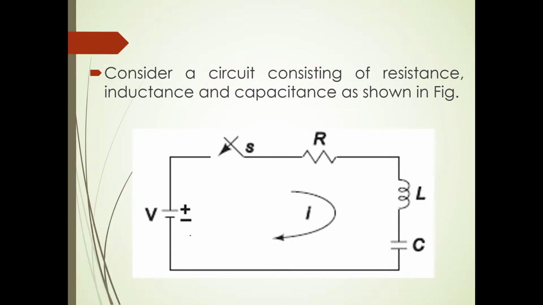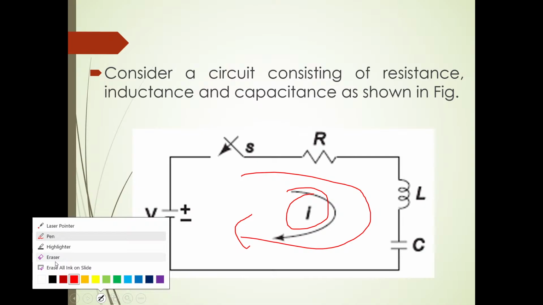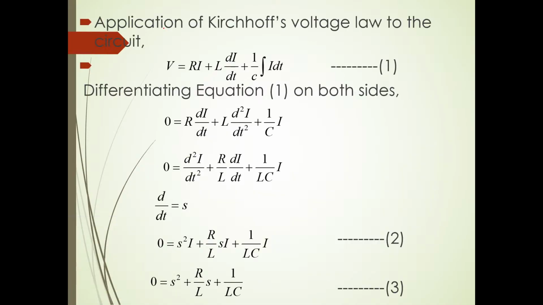Now if we apply Kirchhoff's voltage law, it's a single loop circuit, so you can assume a loop current I here. Applying Kirchhoff's voltage law, you'll get this equation: source voltage V is equal to I into R plus L into di by dt plus 1 by C integral of I dt. So source voltage V is equal to the algebraic sum of the voltage across the resistor, the inductor, and the capacitor. Consider it as our equation number 1.